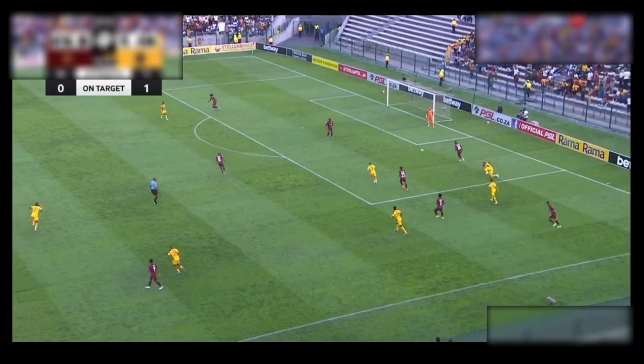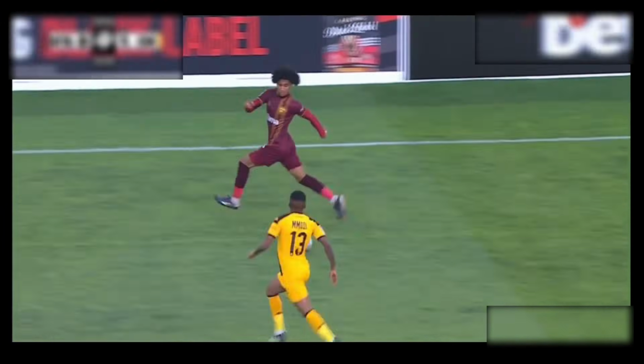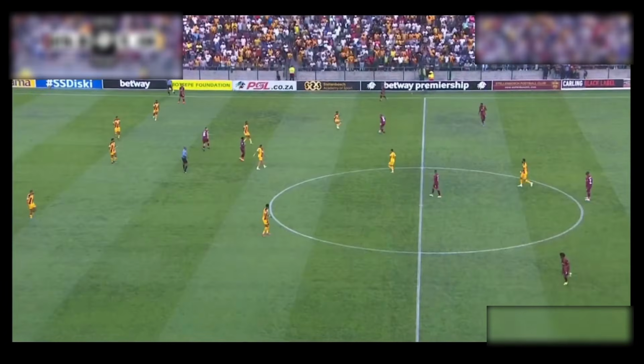Now, we need to move on and talk about our defense, because that is one area that I think Chiefs have been doing very, very well. And here we are, Chiefs pressing. Look at this. Look at the chasing. Look at how fast we are closing down and we get to the ball first, but we are not even talking about the structure yet.